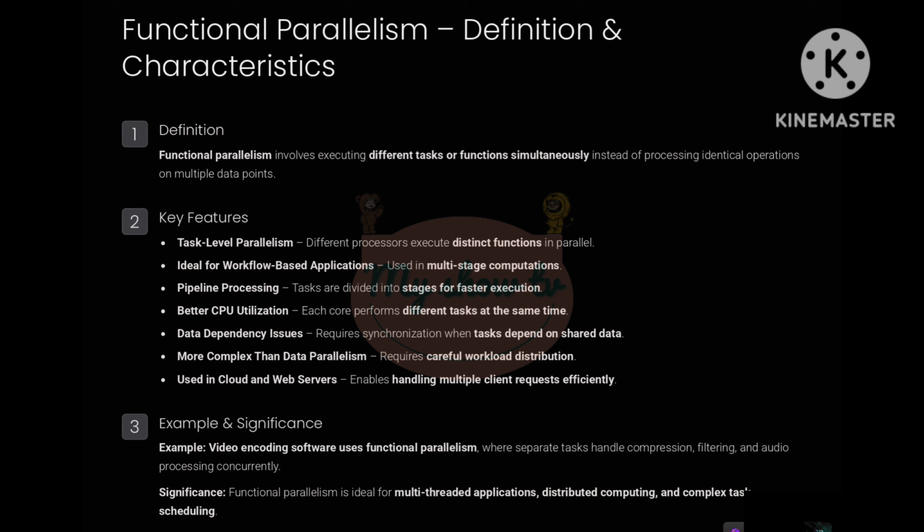overall job. For example, imagine a video processing software. One processor decodes video. Another adds effects, another compresses audio. All running in parallel to speed up the whole process. Key features: 1. Known as task-level parallelism, parallelizing by functions, tasks.